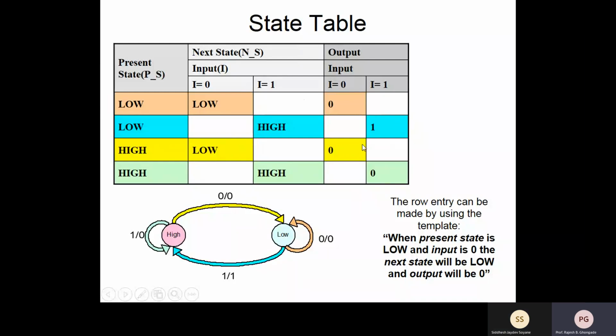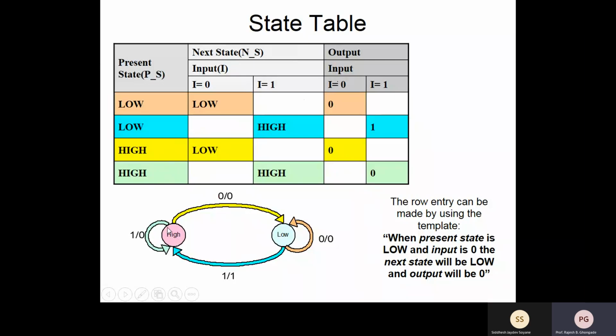Similarly, you can populate the other rows of the table as well. When the machine was in high state and the input was 0, what should happen? The next state should be 0, so it is jumping to the low state. At the same time, output should also be equal to 0. So high, input 0, output 0, the yellow row or transition.